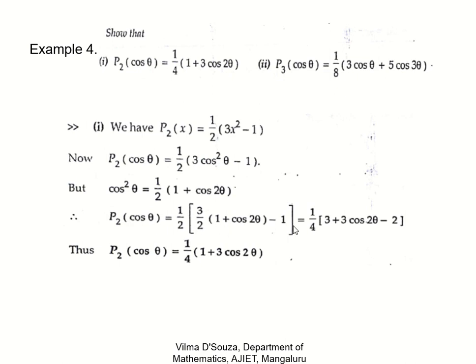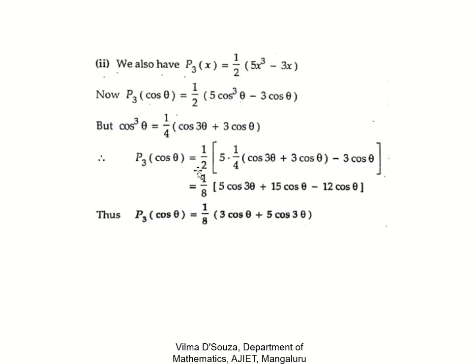Right? So this, take the common denominator as 2. So that 2 you can take out. It becomes 1 by 4. 3 plus 3 cos 2 theta minus 2. When you take the common denominator, 3 plus 3 cos 2 theta minus 2. So simplify. 3 minus 2 is 1. So 1 plus 3 cos 2 theta into 1 by 4. So p2 of cos theta is 1 by 4 into 1 plus 3 cos 2 theta. Okay. Similarly, p3 of x you consider, then find p3 of cos theta.